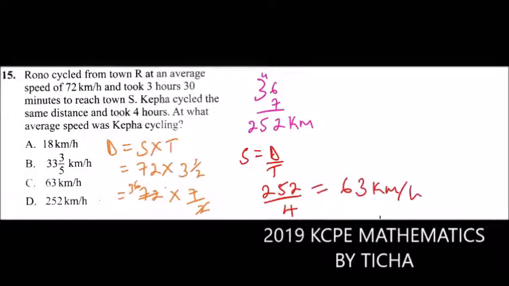You can also use this method if you are not comfortable dividing the way I have done. We are dividing by 4, so 4 times 6 is 24, you subtract, you get 1, you bring down the 2 to get 12, 4 times 3 is 12. So the answer is 63 kilometers per hour. You check your answer, you'll be able to get it is C. So that's how you work out that question.